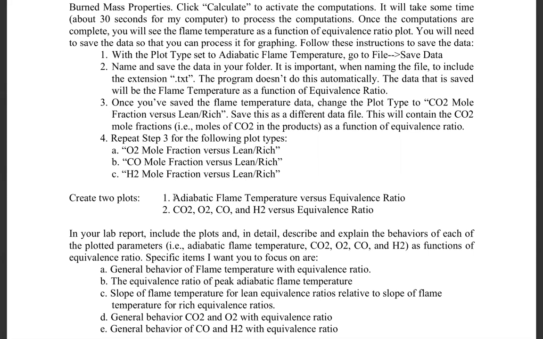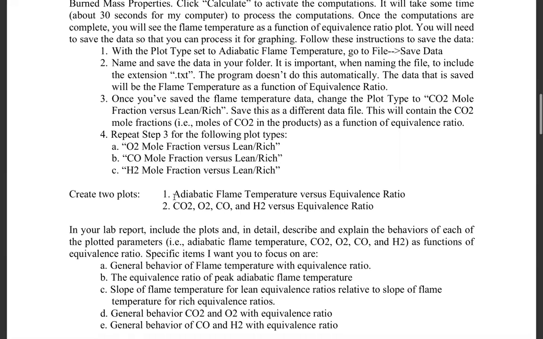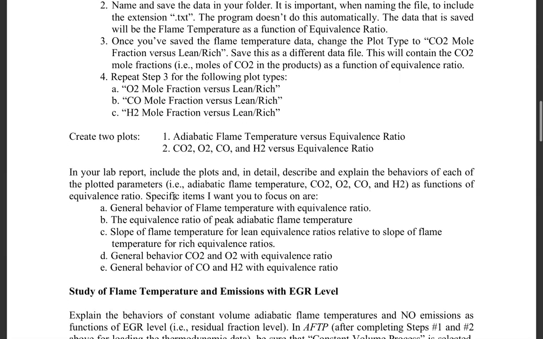And then what I need you to do is to, in detail, describe and explain the behaviors of each of the plotted parameters. That is adiabatic flame temperature, CO2, O2, CO, and H2 as functions of equivalence ratio, okay? You're going to do EGR level in the next portion of this study, but for this one, you're describing these behaviors as equivalence ratio changes, okay? Now, I want to make sure that you focus on these 5 elements when doing your write-up, okay?